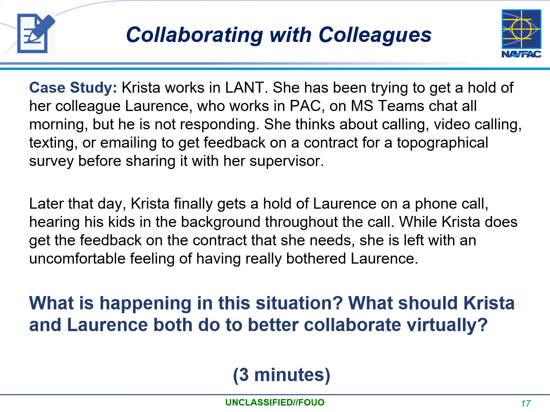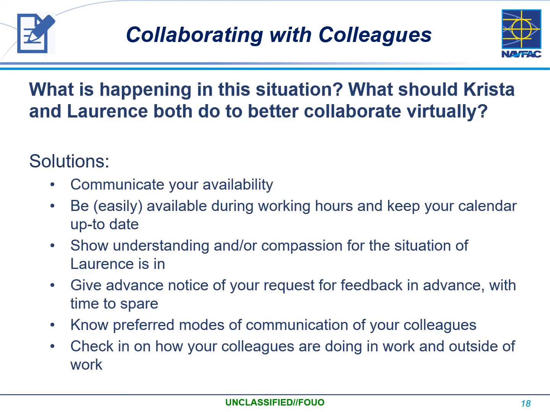So let's look at the solutions you came up with and compare them to the list of solutions I had. Now remember, we're thinking about what both Krista and Lawrence can do to better collaborate virtually. So one, they can communicate their availability. Lawrence should tell Krista when he's available, and vice versa. Second, they can be easily available during working hours, and this really helps when you keep your calendar up to date. If Lawrence had said his morning was blocked off, Krista would be able to look at his calendar and see that.